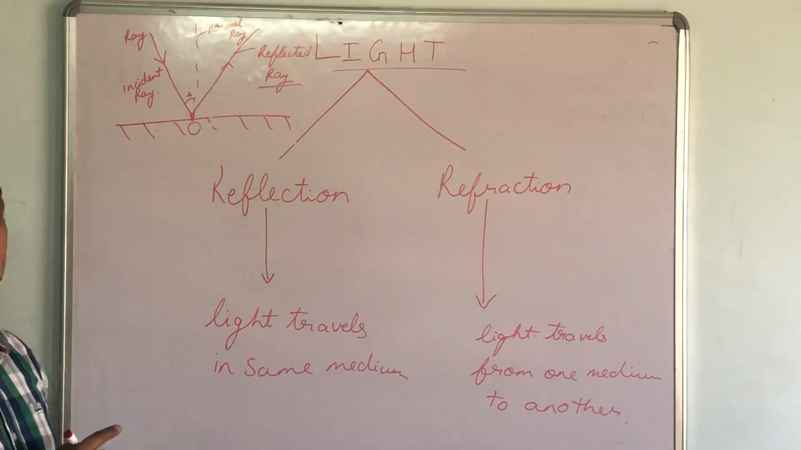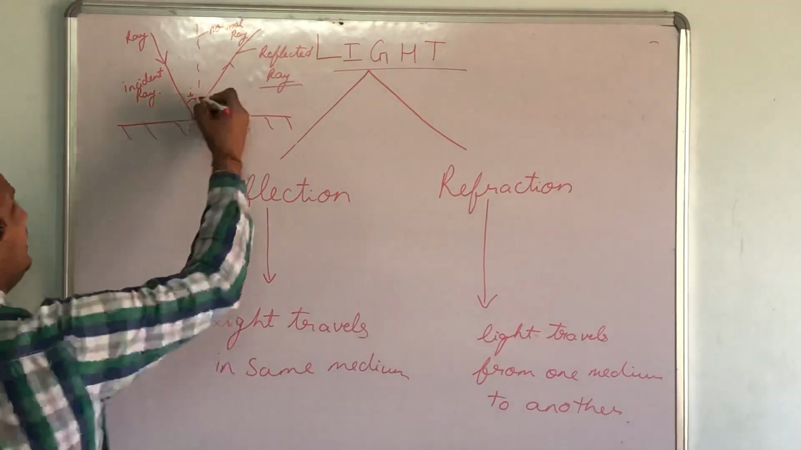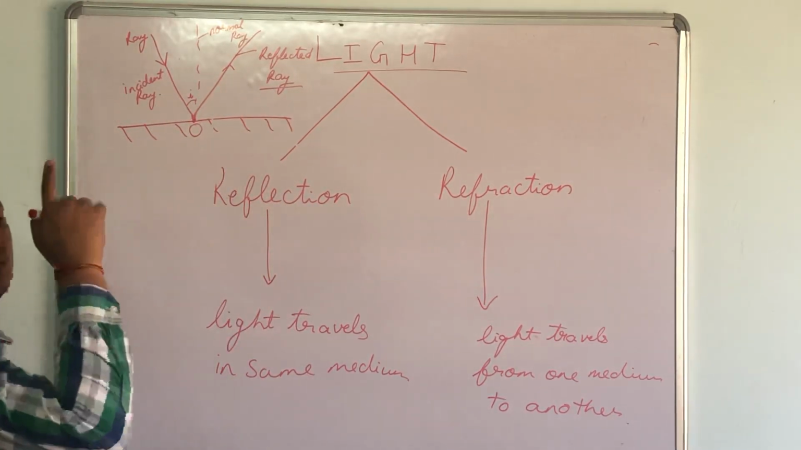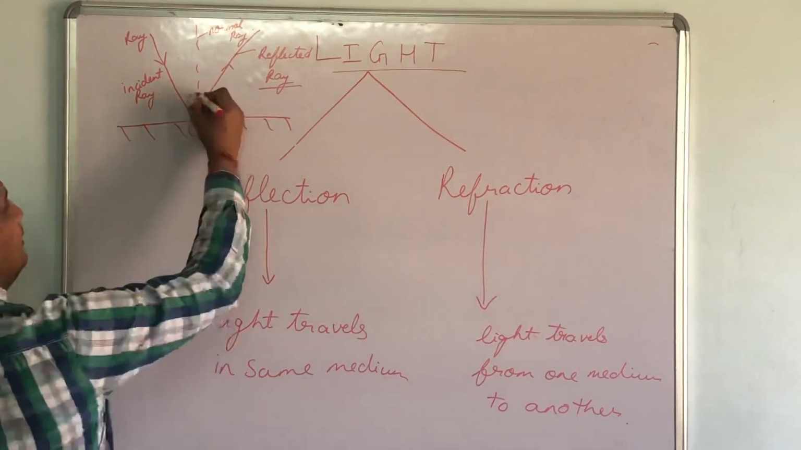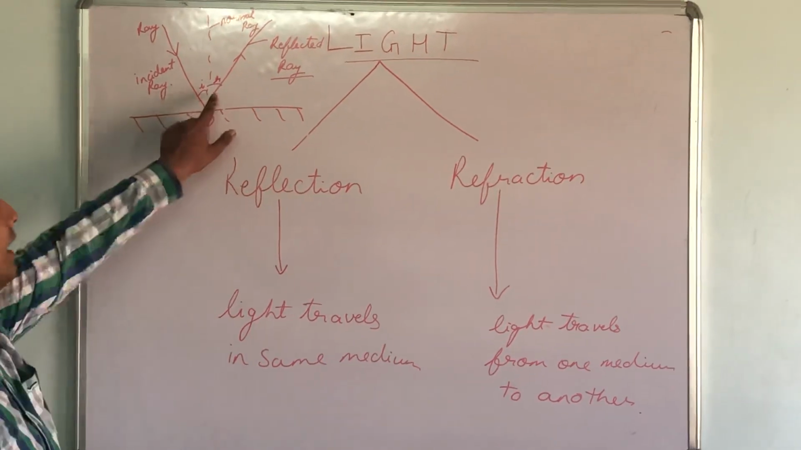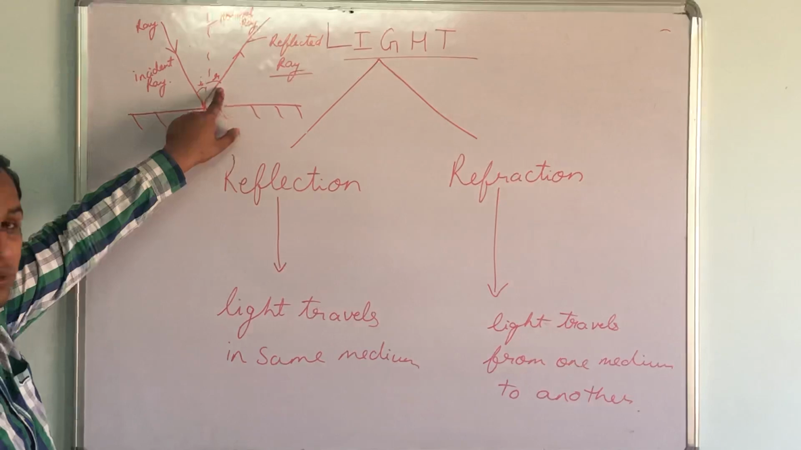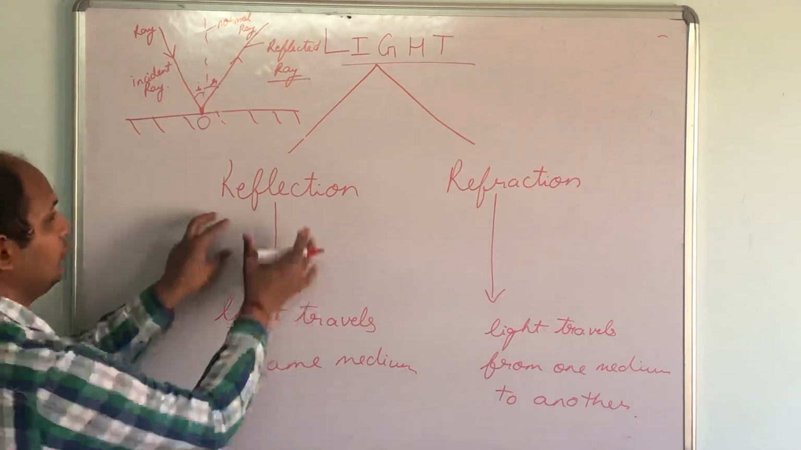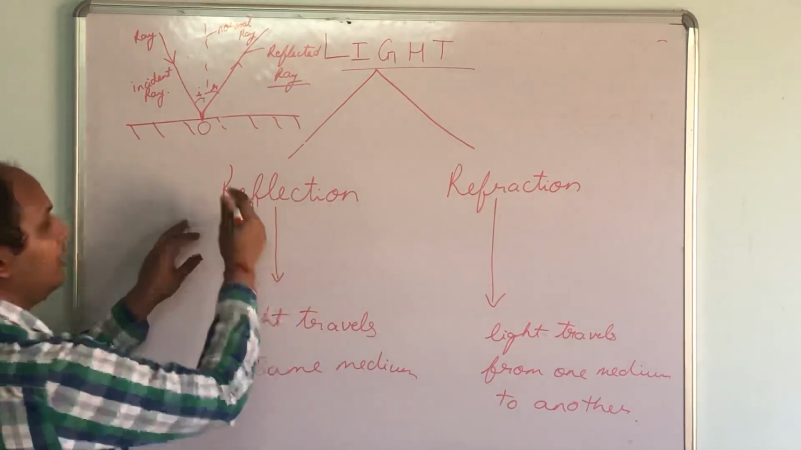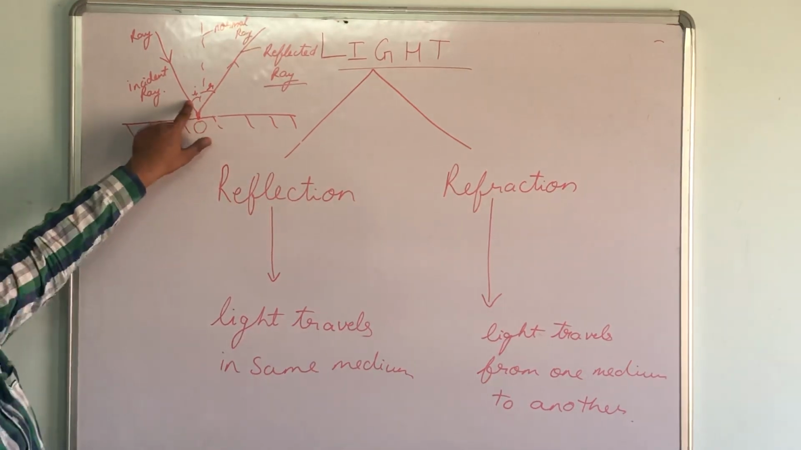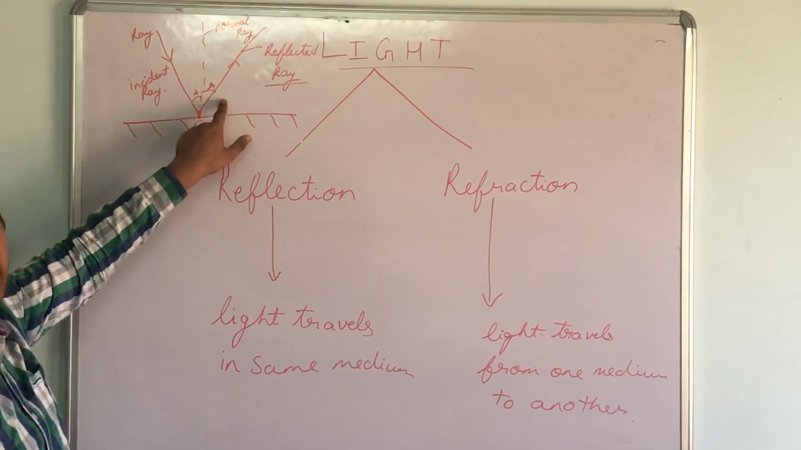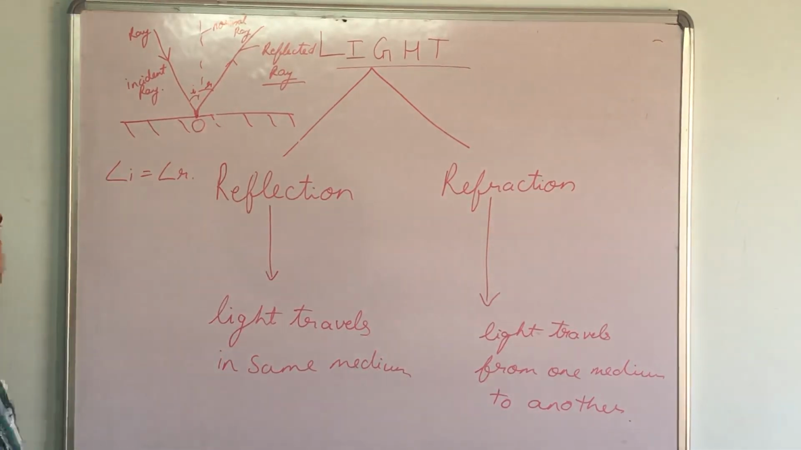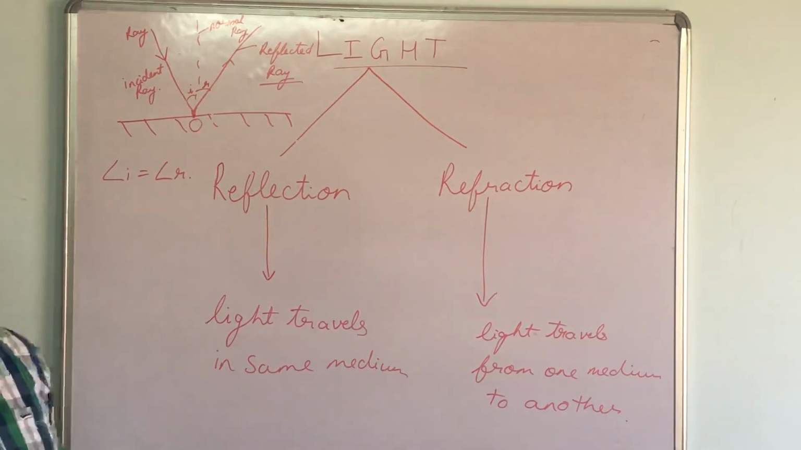This angle I is known as angle of incidence, and after striking this surface at point O, it is reflected back in the same medium at same angle. That is angle R. This angle R is known as angle of reflection. There are two words, incidence and reflection. We are talking about reflection. So this angle I is known as angle of incidence. This angle R is known as angle of reflection. Both these angles are same in this case. Angle I is equal to angle R, right? This process is known as reflection.